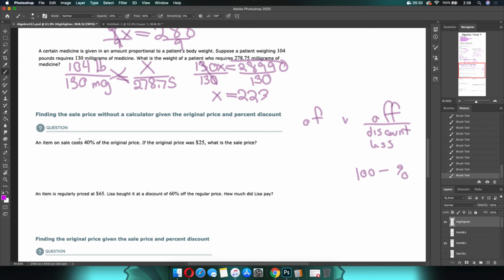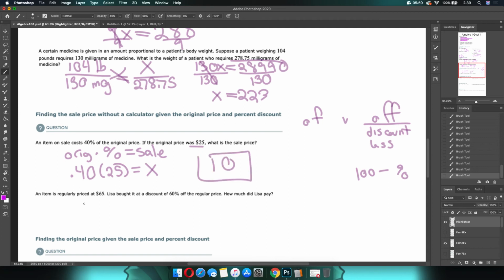Okay, so it's just straight. It is original times percent equals sale. That's what we're looking for. So it is 0.40. Do they tell us the original price? Yes, they do. So 0.40 times 25 equals the sale price. So 0.40 times 25, I believe, is 10, and that's going to be our answer.